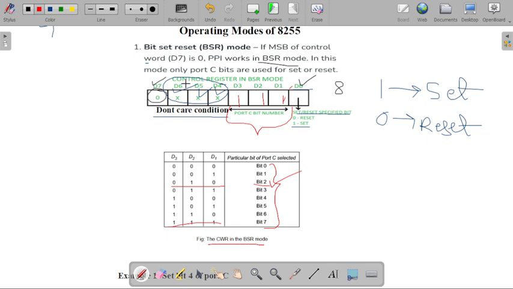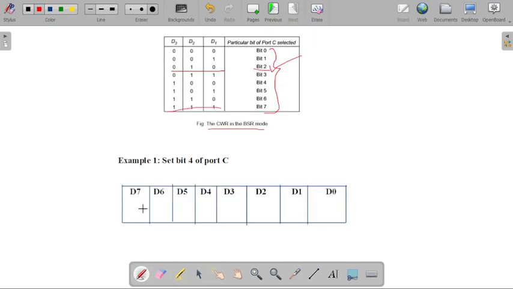So how can we solve an example with the help of BSR mode? First of all, we write the D7 bit as 0. Next, suppose the example says set bit 4 of our port C. Since the operation is set, I write 1 in the D0 bit. Now you put the don't care condition, X, X, X, in the D4 to D6 bits. And the remaining 3 bits are for our port C structure.